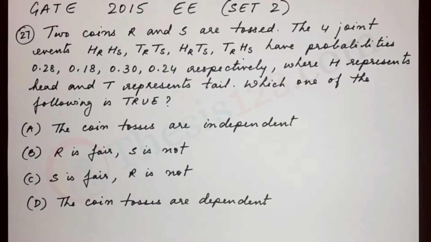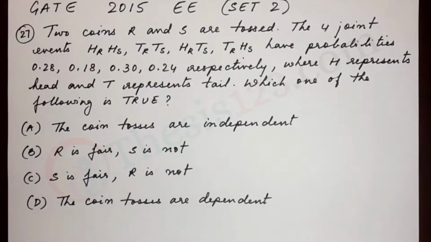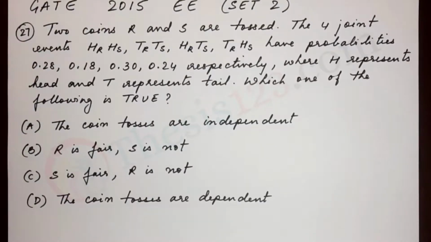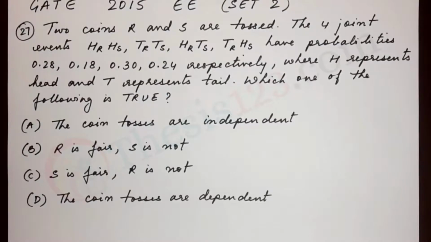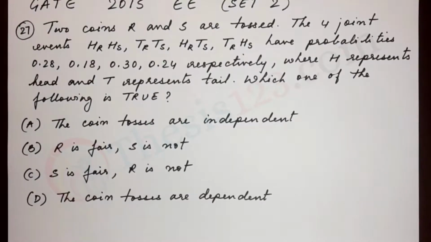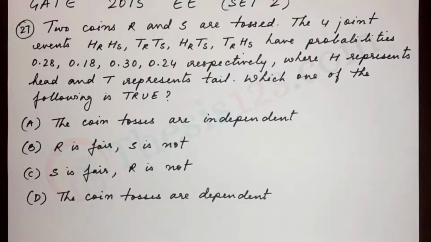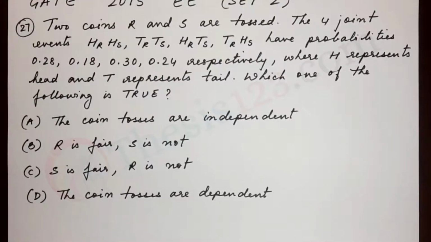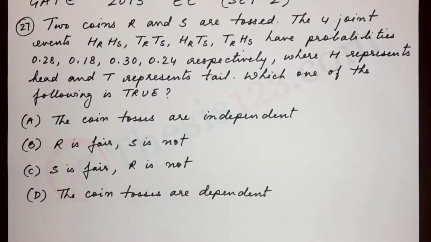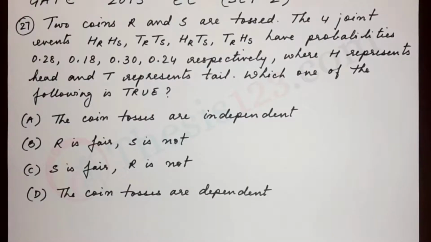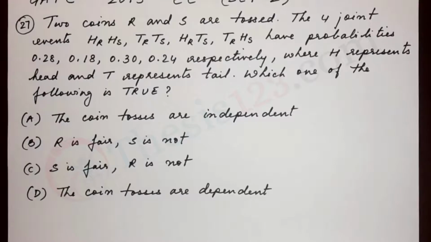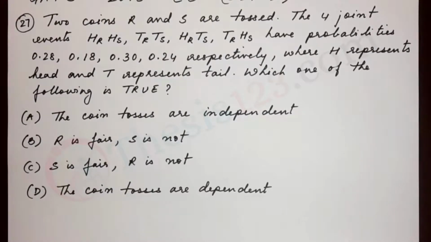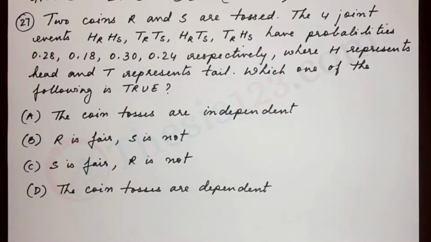Let's discuss the next question, number 27. Two coins R and S are tossed. The four joint events HRHS, TRTS, HRTS, and TRHS have probabilities 0.28, 0.18, 0.3, and 0.24 respectively, where H represents head and T represents tail. Which one of the following is true?